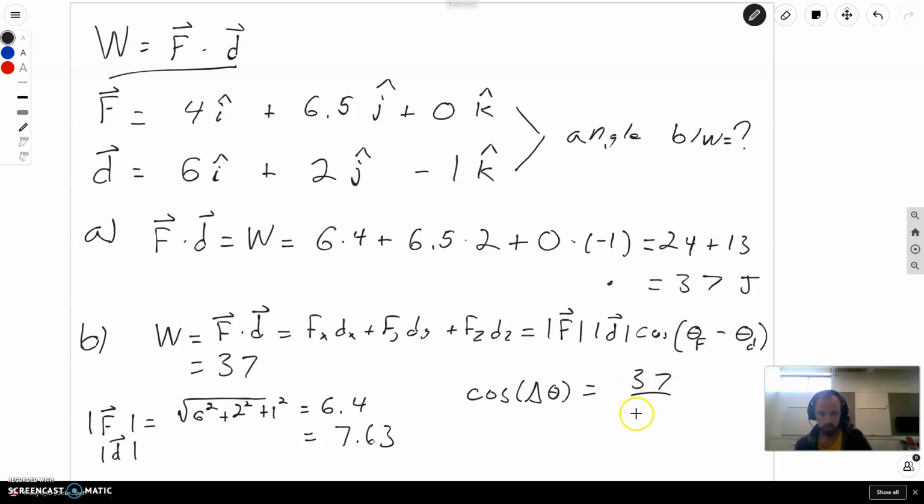So then we get that the cosine of delta theta, the difference in the angles, equals 37 for the dot product, divided by 6.4, also divided by 7.63. That comes from dividing those terms off. Taking the inverse cosine of all this, delta theta equals the cosine inverse of 37 divided by 6.4 divided by 7.63. And I get that the difference in angle is 40.7 degrees.